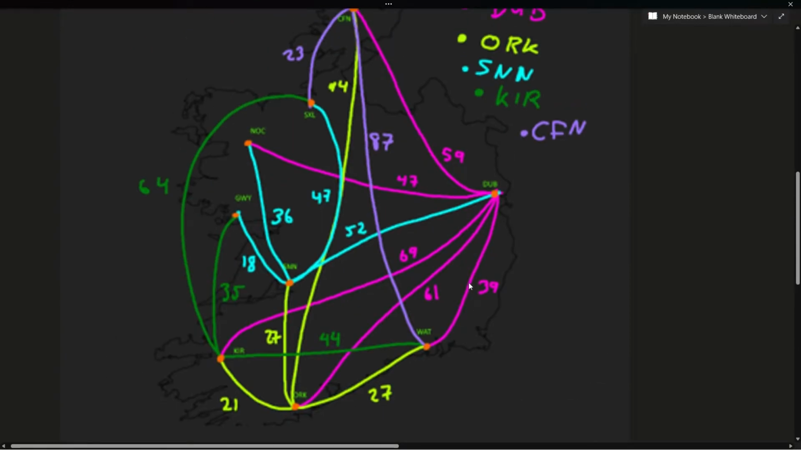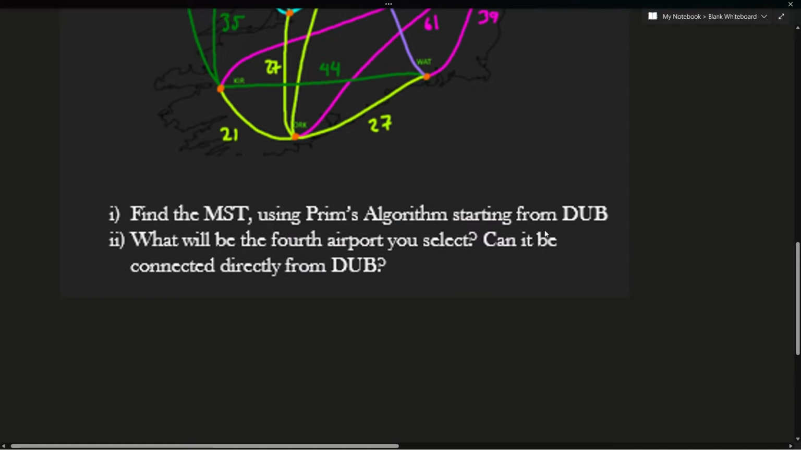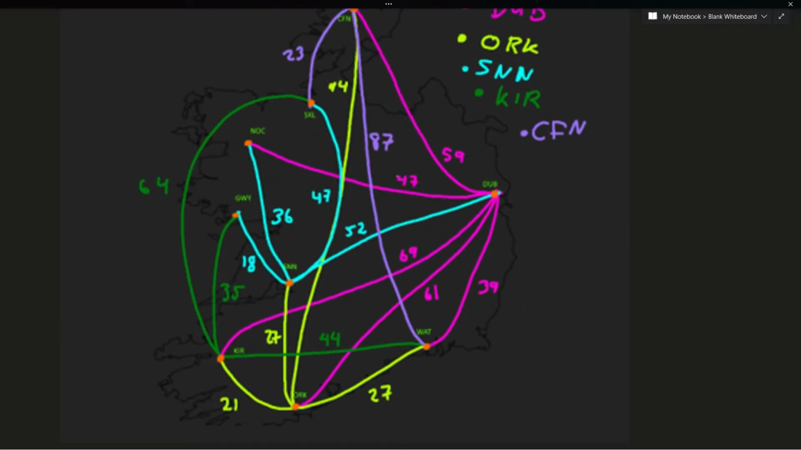Now, this graph might look very confusing, and it also might look very blurry. Not to worry, there is a higher quality drawing in the actual book. I'm just using this because it fits nicely on OneNote. So, the first thing we're going to do is start from Dublin. The shortest route out of Dublin, we have 59, 47, and 39 to Waterford. So we select that. I'll write it as PW is 39.